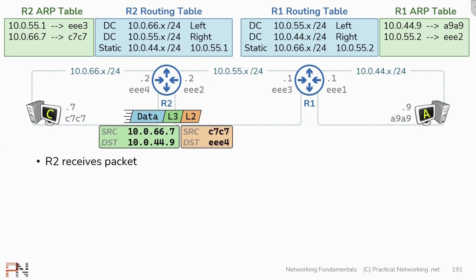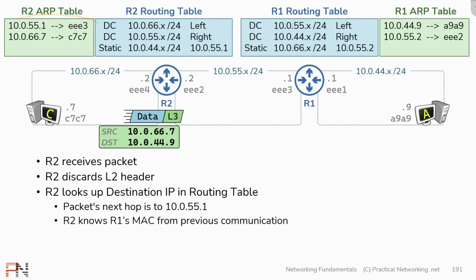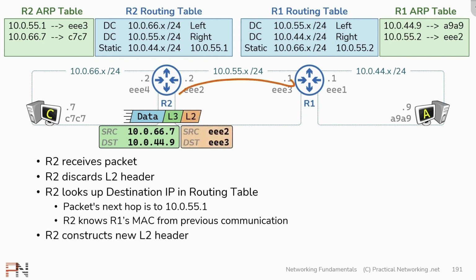Once R2 receives the packet, it'll discard the layer 2 header, then look up the destination IP address in its routing table to determine what to do with this packet next. It'll find a match for this IP address with this route right here, which is going to tell router 2 that the next hop of this particular packet is the IP address 10.0.55.1, which is router 1's IP address. And since router 2 already has an ARP mapping for router 1, router 2 can instantly create the necessary layer 2 header to get the packet across this hop.